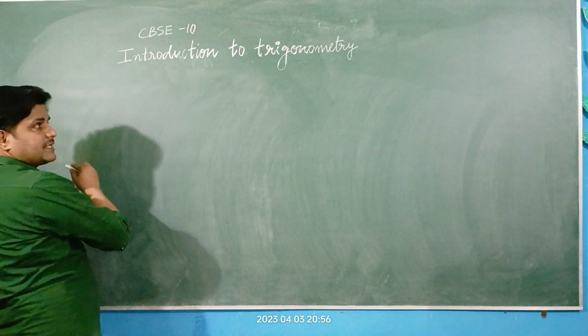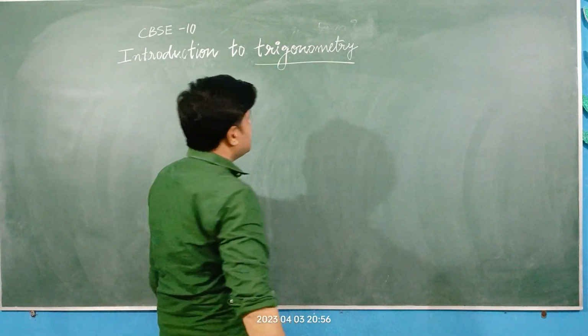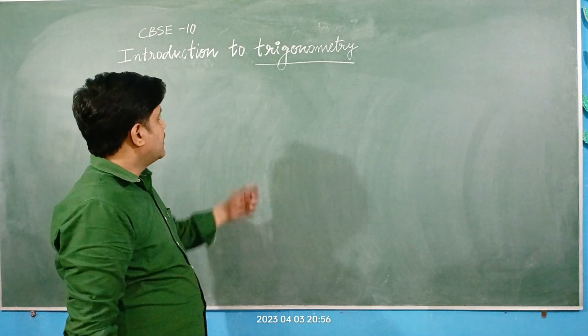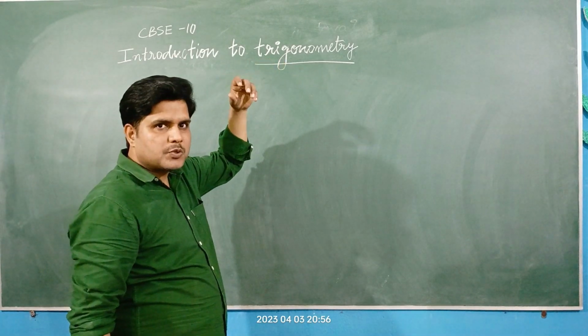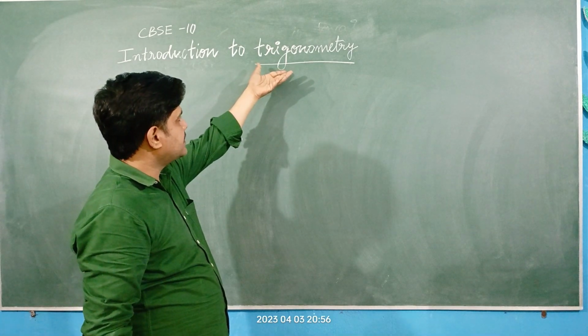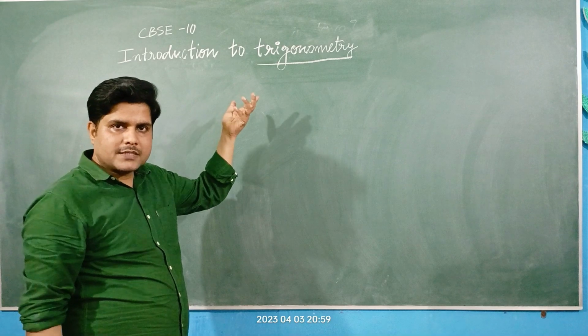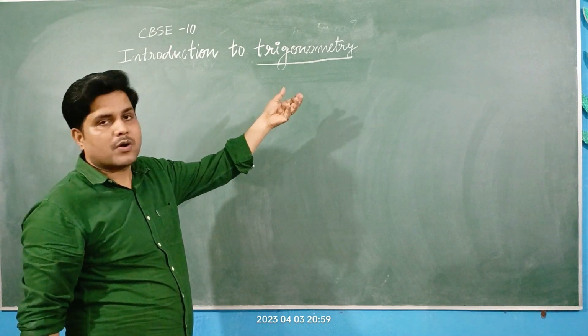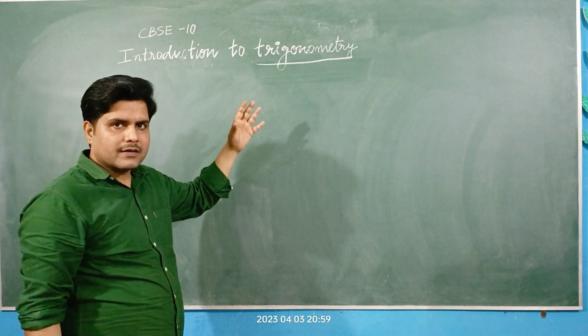First of all, what is trigonometry? The word trigonometry is giving you a hint here. It is trigonometron. That's the two words combined and we get the subject as trigonometry. Trigon is for triangle, and metron is for measurement. So we are going to measure a triangle.